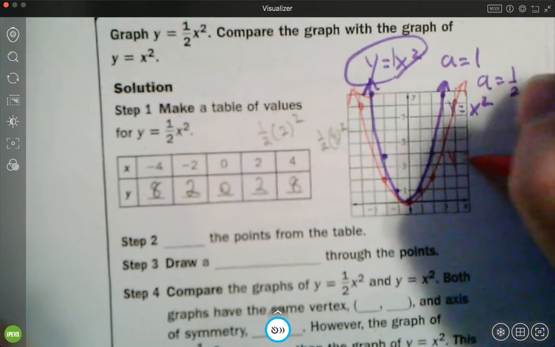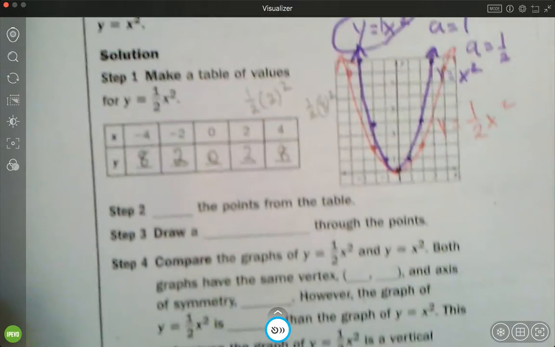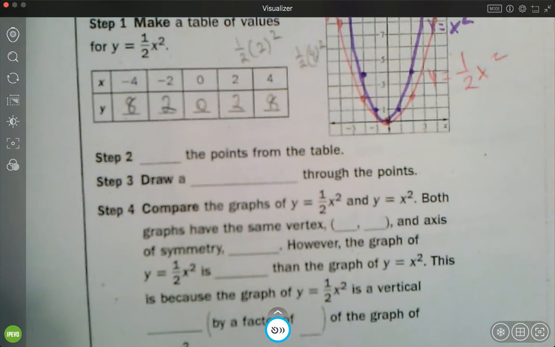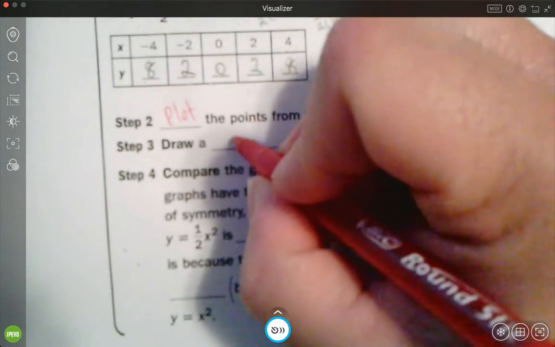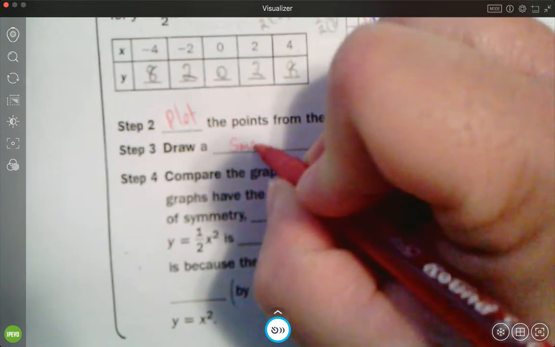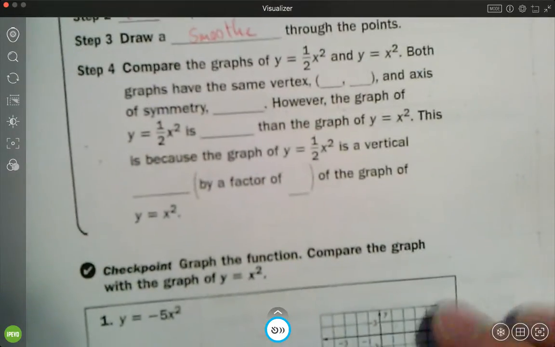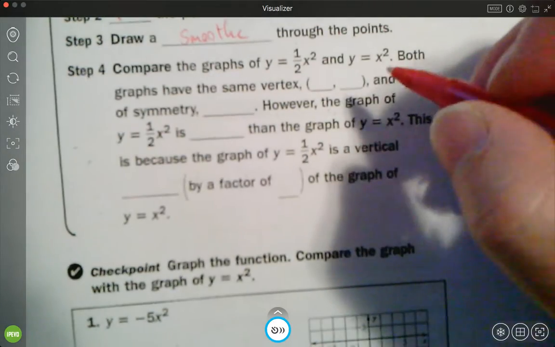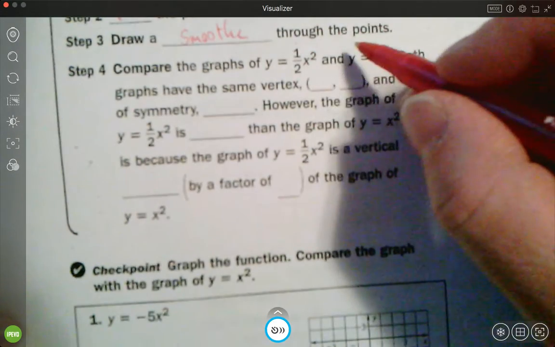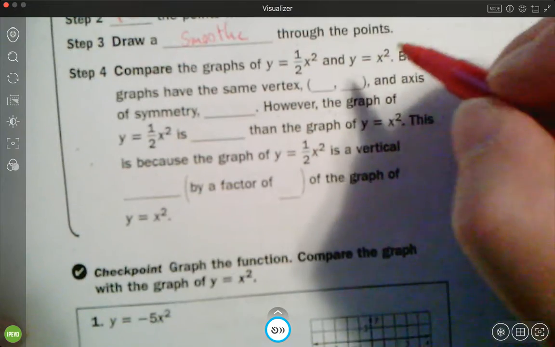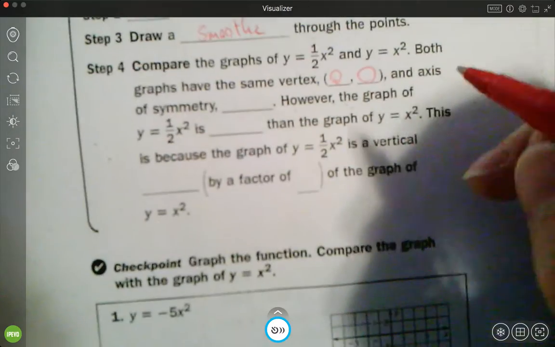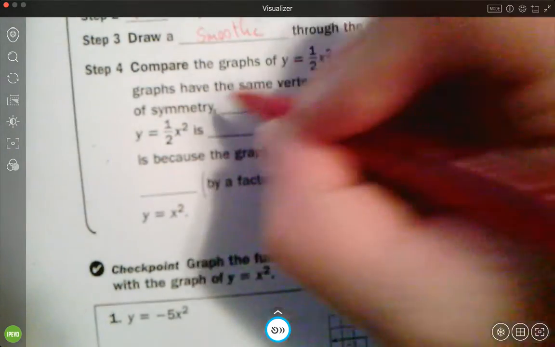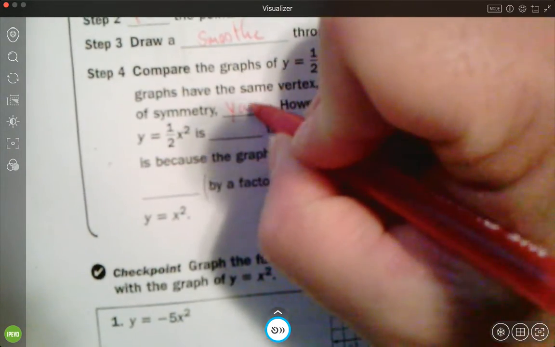So this one again is 1/2 x squared. Step 2 was to plot the points. Step 3 is draw the smooth curve. And now we can make some comparisons. So it says here, y equals 1/2 x squared and y equals x squared both have graphs that have the same vertex at 0, 0. And the line of symmetry is still, we'll just put y-axis.